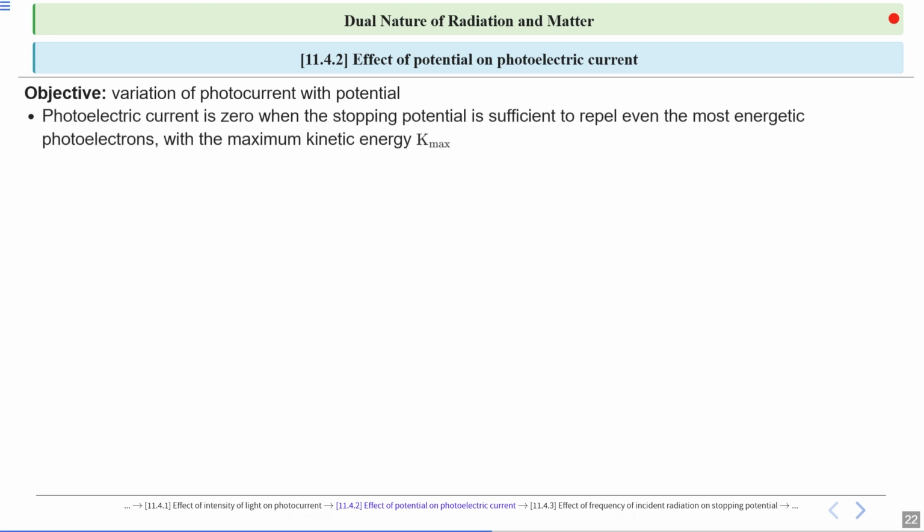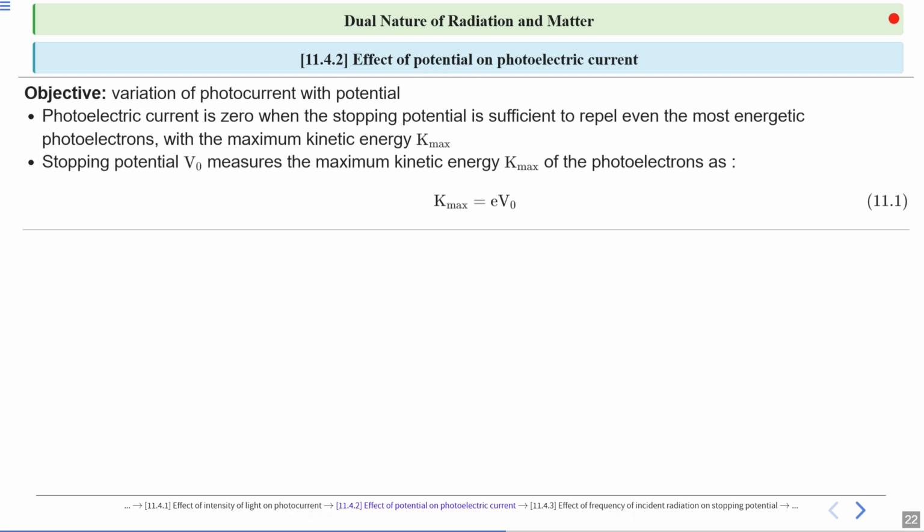Now, the photoelectric current drops to zero when we apply a stopping potential that's strong enough to repel even the fastest, most energetic photoelectrons. These electrons have the maximum kinetic energy, which we call Kmax. This means that if the voltage is high enough in the negative direction, no electrons can reach the collector and the current stops completely.